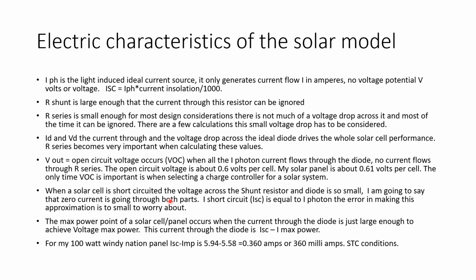When a solar cell is short-circuited, the voltage across the shunt and diode is so small, I'm going to say that the current is zero. Got that backwards. And it's zero going through both parts. Let's see if I can back up. I can't back up. I short circuit is equal to the photon energy, where it's proportional to the photon current. The error in making this approximation is too small to worry about.